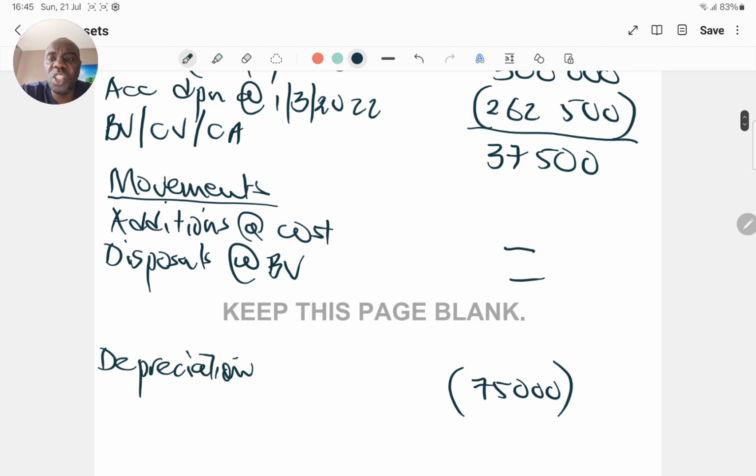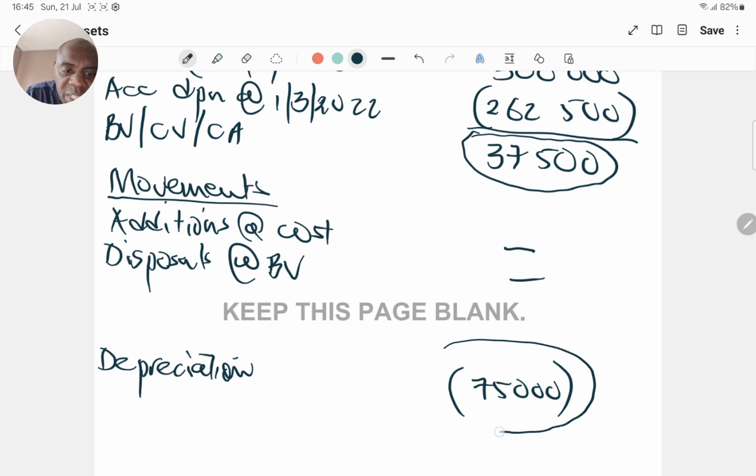This is how our note 3 looks. Now, let's look into it. The book value of these computers at the beginning of the year is 37,500, and the bookkeeper calculated the depreciation and got 75,000. You can see that something is definitely wrong. There is no way that an asset with a value of 37,500 can lose a value of 75,000.